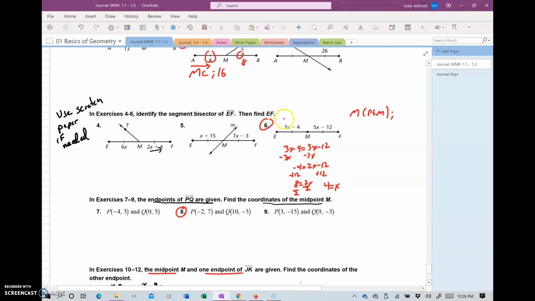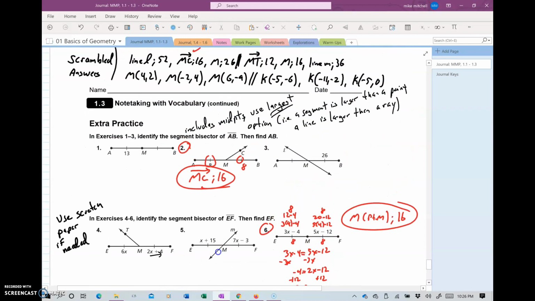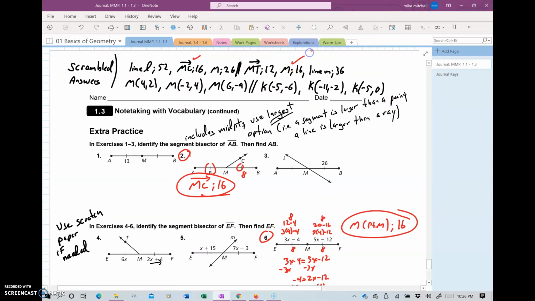I got to plug that in. 3 times 4 minus 4, that's 12 minus 4 for 8. 5 times 4 minus 12, that's 20 minus 12. That also gives me 8. 8 plus 8 gives me 16. So EF is equal to 16. There's my answer. I forgot to circle it up there. And there's an M and a 16.